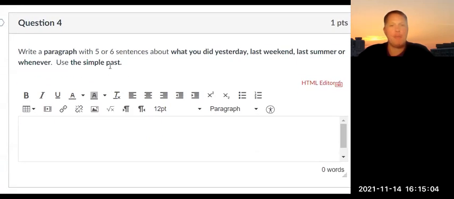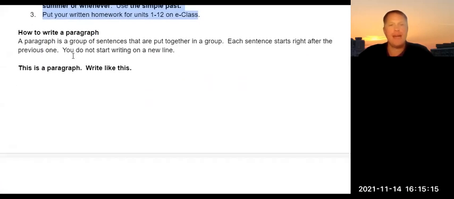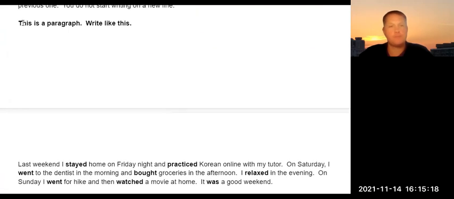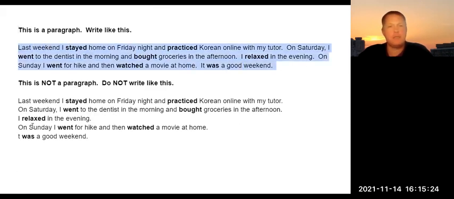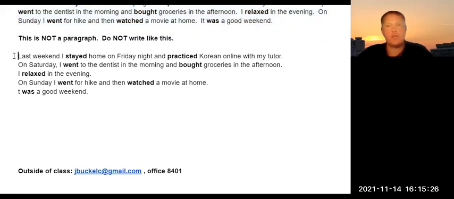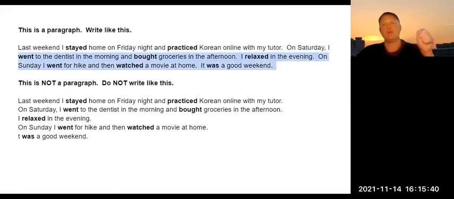Write a paragraph about what you did yesterday or some other time. Use the simple past. Okay? And write a paragraph, a group of sentences. It should look like this, not a list. These go down, down, down, down, down. Okay? You should be going across, left to right, and then back to the left and across to the right. Across and down, across and down.